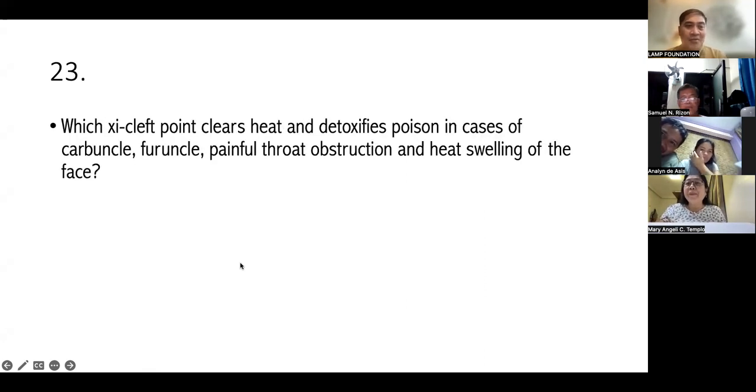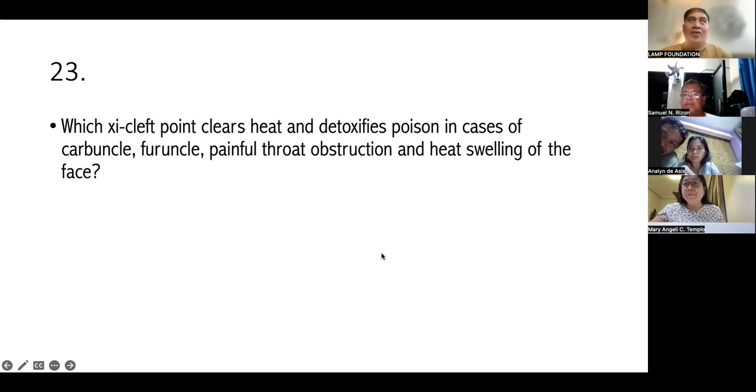Which Xi Cleft point clears heat and detoxifies poison in cases of carbuncle, furuncle, painful throat obstruction, and heat swelling of the face? I'll give you a clue. When we say lungs, the skin is affected. But take note, the heat has already overflowed. So we're actually looking at another point. We will be thinking of the yang component of the lung. What is your answer here, Doctora?